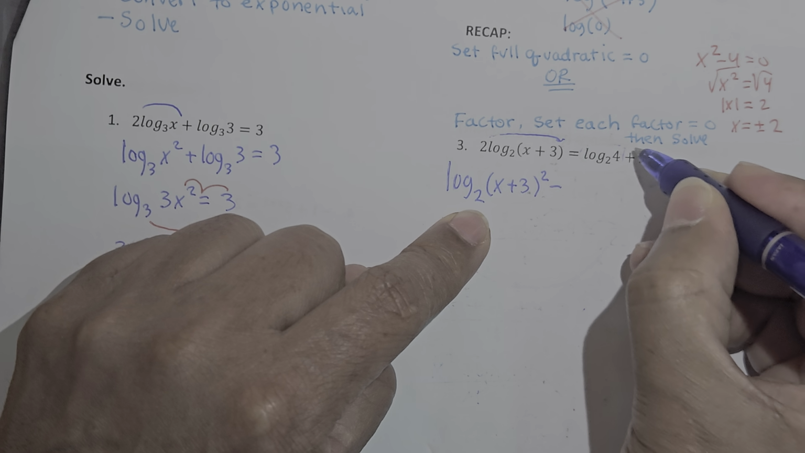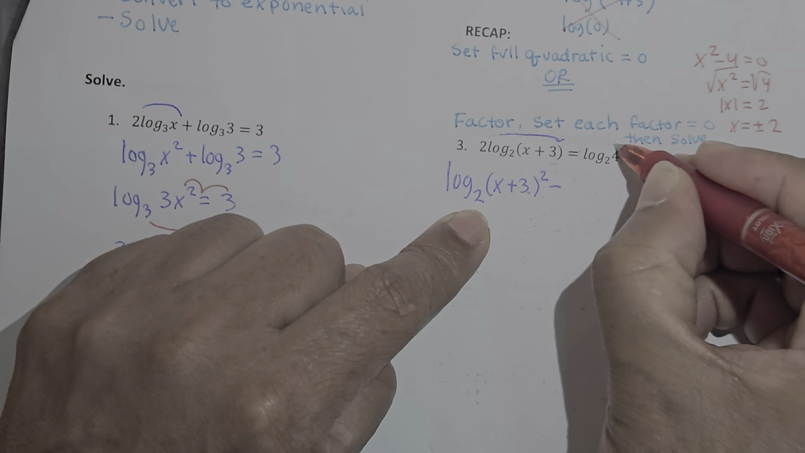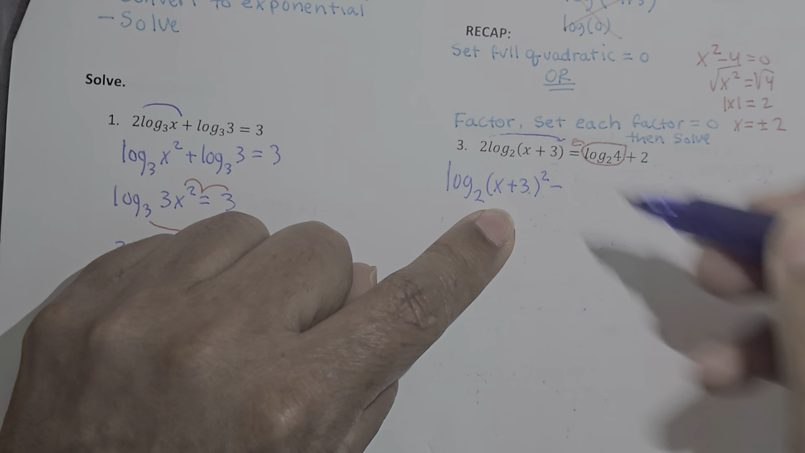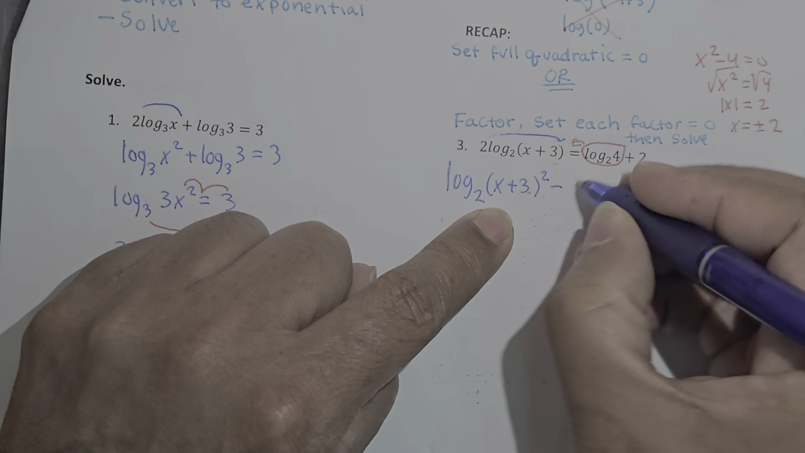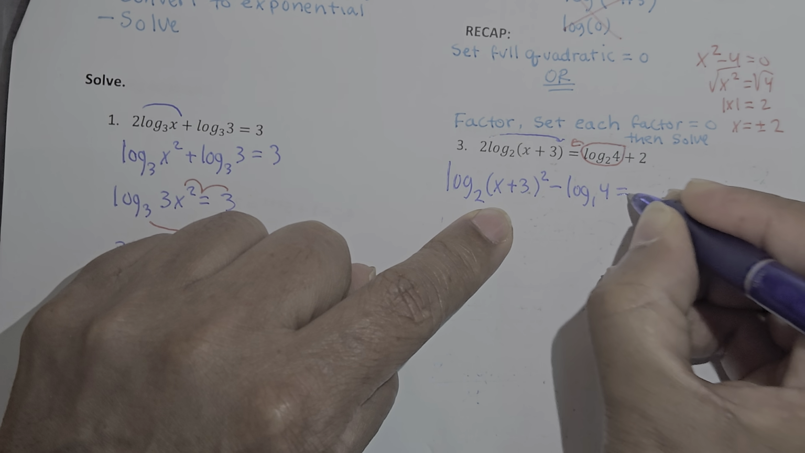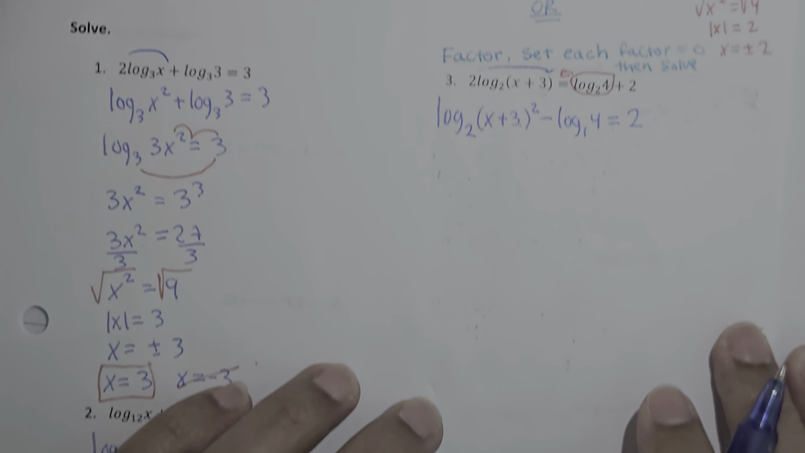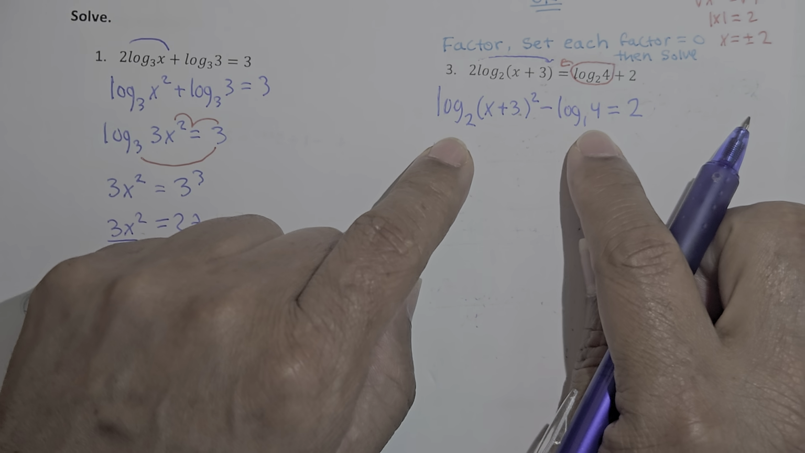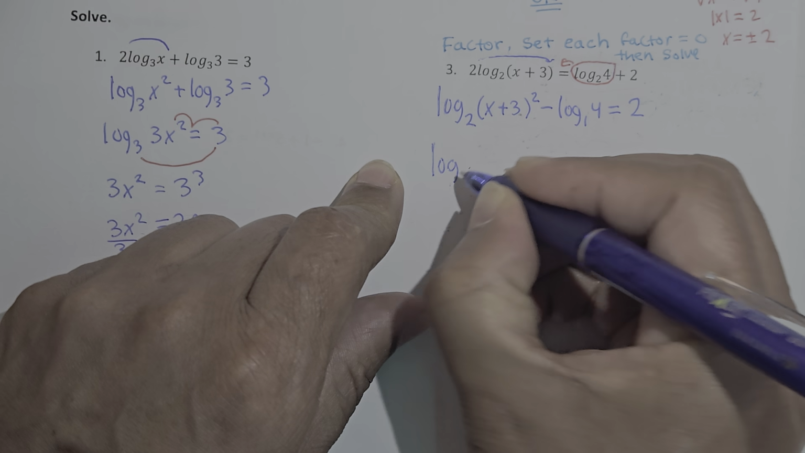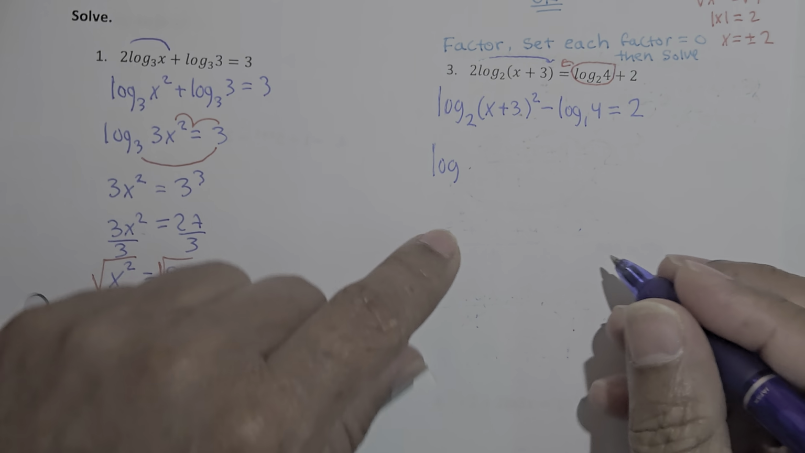Now notice I'm also going to move this log to the other side, which means it's positive on this side and becomes minus on this side. So minus log base 12 of the number 4 equals 2. Then now we are ready to condense to a single log. In this case we're going to apply the quotient rule, okay?